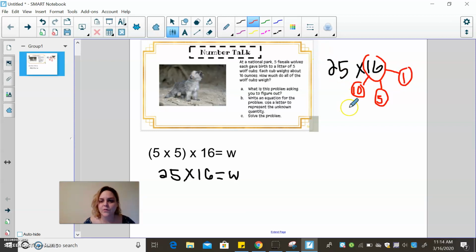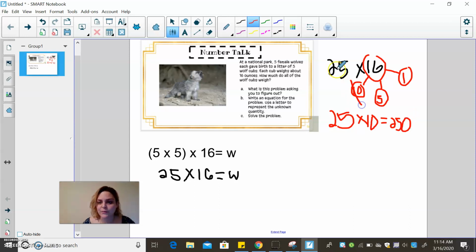Okay, so I'm going to start with multiplying 25 times 10. And if we remember our strategy for when we multiply by a multiple of 10, you can multiply 25 times 1, that's 25, and we have a 0. We have a multiple of 10, so I'm literally just going to add a 0 to the end of that. That gives me 250, okay?